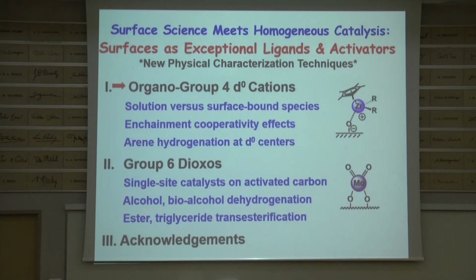So we're first going to talk about organo group 4 d0 cations, as I've shown you here, and a little bit of understanding differences between surface and solid state catalysts. We're going to talk about cooperativity effects if we have 2 metals in proximity, and something that is going to surprise you. We're going to hydrogenate arenes with a d0 catalyst, not with a late transition metal catalyst, with a d0 14-electron catalyst. How the hell can that happen, you may wonder.